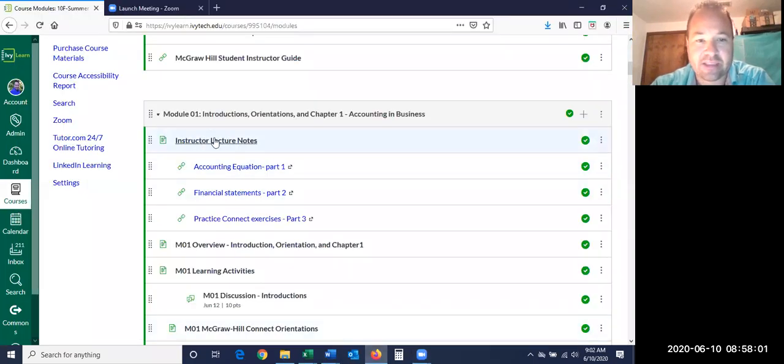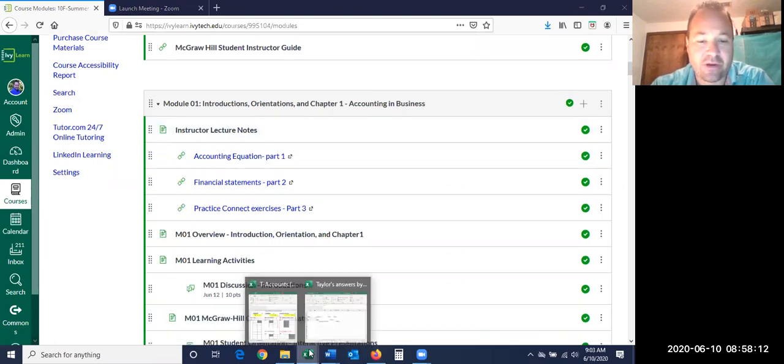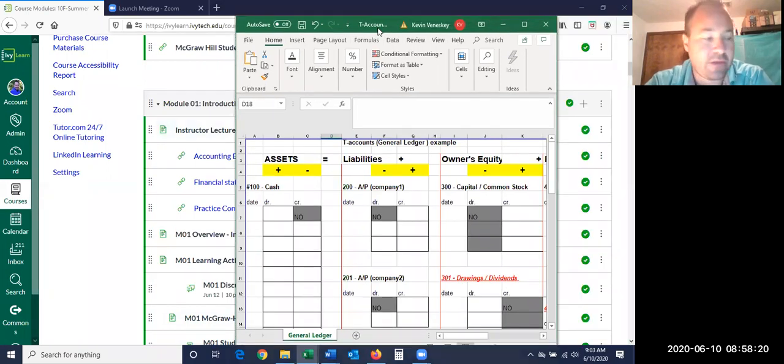And that's still located here in module 1. So if you don't already have those pulled up, go ahead and get those pulled up. And then you'll also want to have the T account page that's in there, the T account attachment. It's an Excel sheet. Looks like this. And we're going to be putting together some journal entries today and putting them into the T accounts with the ultimate goal of preparing a trial balance.